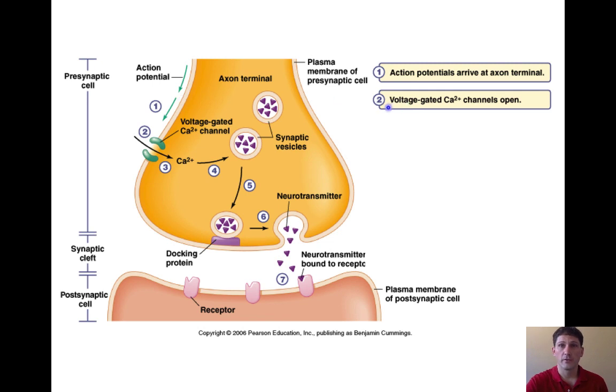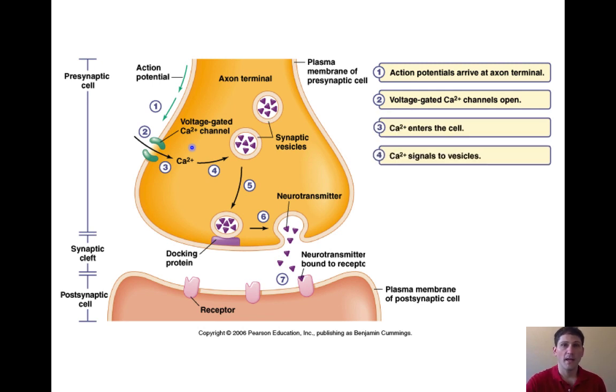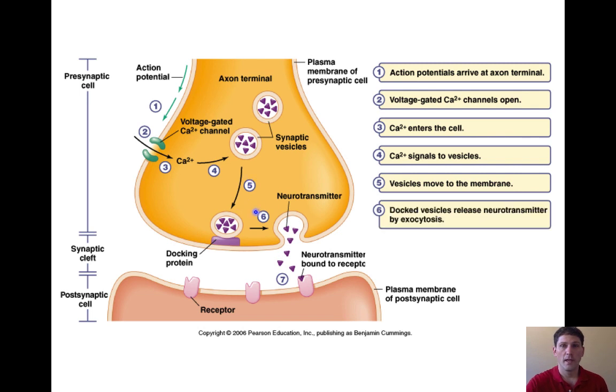That triggers voltage-gated calcium channels to open. So if our voltage-gated channel opens, calcium is going to rush in to our presynaptic cell. That calcium then signals our vesicles to move to our membrane. Any vesicles that are docked and ready are then released by exocytosis.